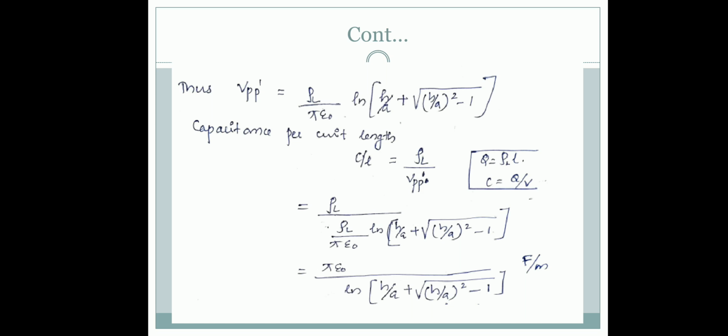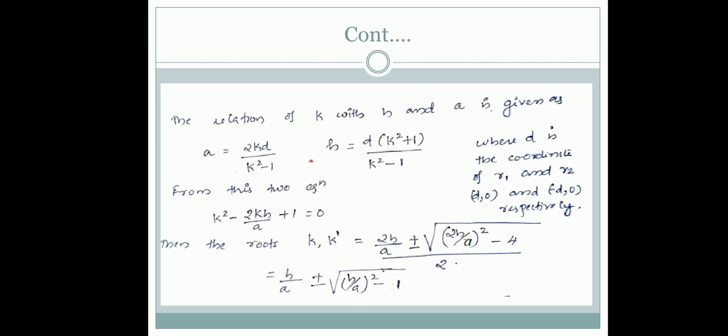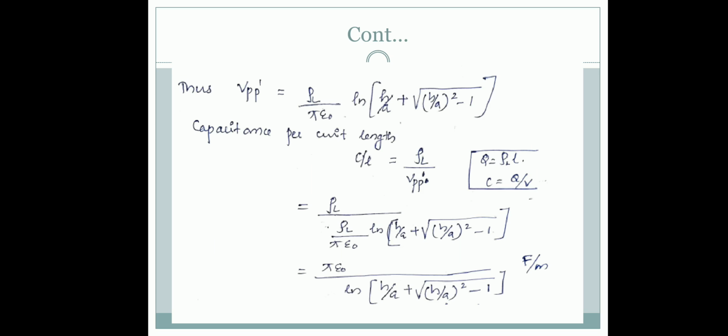So remember, to find the capacitance of a two-wire transmission line, we are approximating the result of the parallel wires potential difference. Then we find the relation between the parameters of parallel wires and the parameters of the transmission line. From that we develop a second degree equation. Then we solve that second degree equation. From this solution we find k. Then we replace VPP dash, which is rho L by pi epsilon 0 log of k, as rho L by pi epsilon 0 log of h by a plus root of (h by a) whole square minus 1.